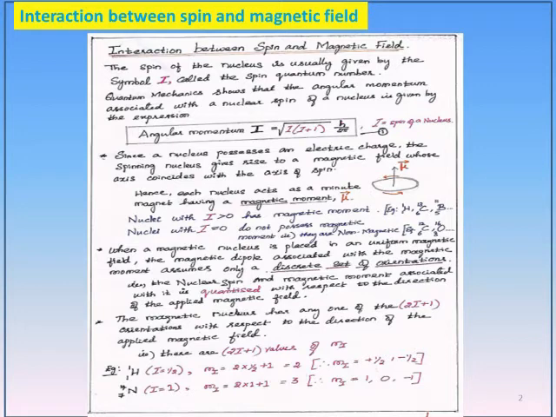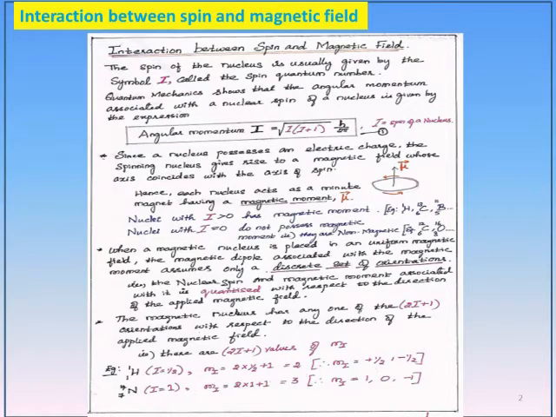So let us discuss the interaction between the spin and the magnetic field, and we'll determine the frequency of the bare proton and also the Larmor frequency. And we know that the spin of the nucleus is generally represented by the symbol I, which is given in italics, and it is also called the spin quantum number.